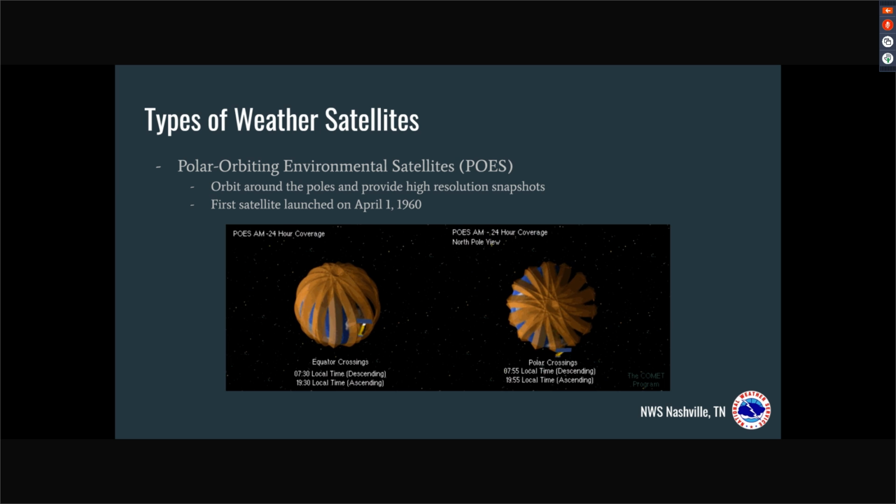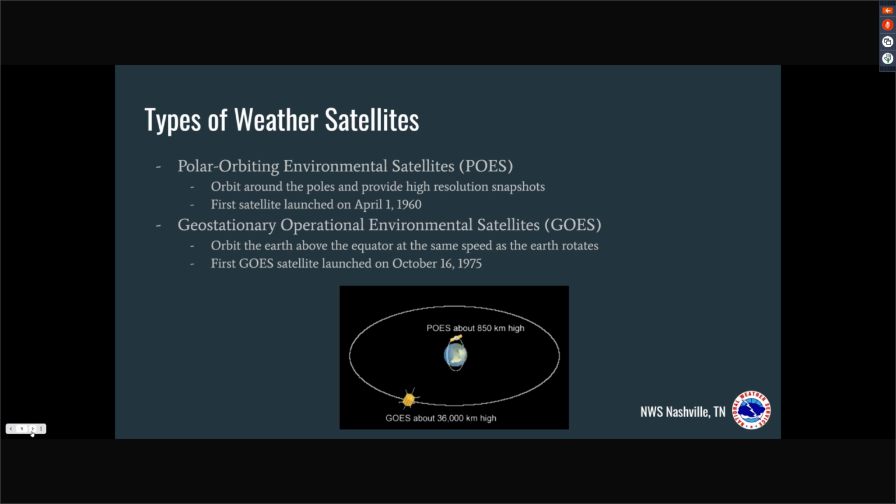environmental satellite. So what this does is it usually will orbit around the poles, and it provides more high resolution snapshots. But as you can see, it is kind of lapsing in some coverage. So we have these gaps, and since it's constantly rotating around the Earth, we're not able to get a 24-hour view over one area. The first satellite that we used weather instruments on in April of 1960 was a POES satellite. But nowadays, we still do have POES satellites in orbit and use them a lot.